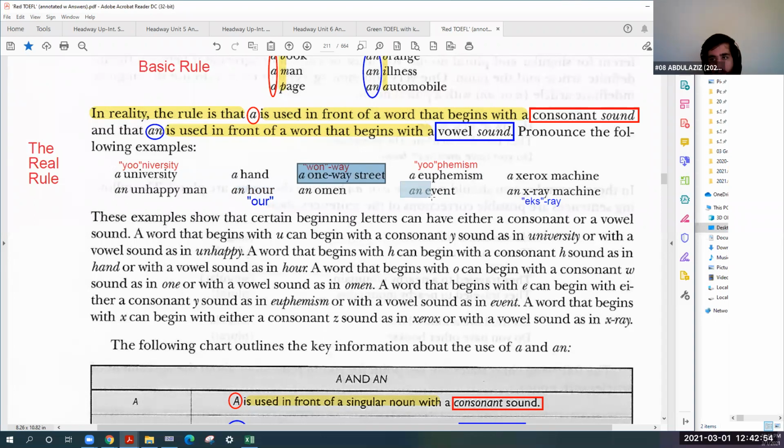An event. Why is it "an"? Because it sounds like a vowel, the vowel sound. And look above. A euphemism. Euphemism. It's "a" because it begins with a "you" sound, not an E sound.